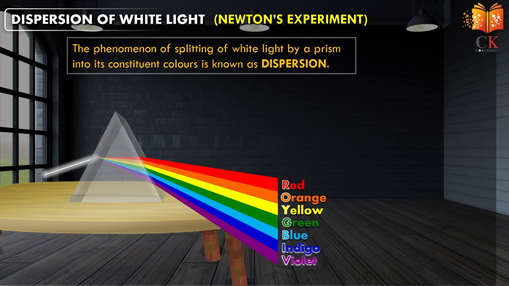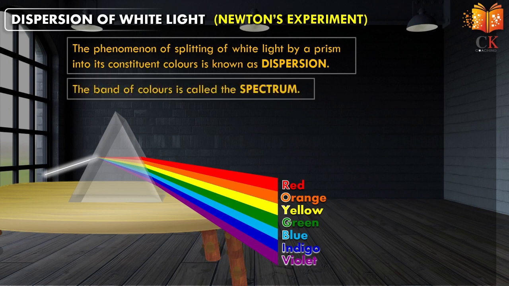So what is this band of color known as? The band of color is basically known as the spectrum. So you have to remember two things. Dispersion is a phenomenon and spectrum is basically the band of 7 different colors. Clear? What will happen if I merge both, that is, if I take 2 prisms instead of one?